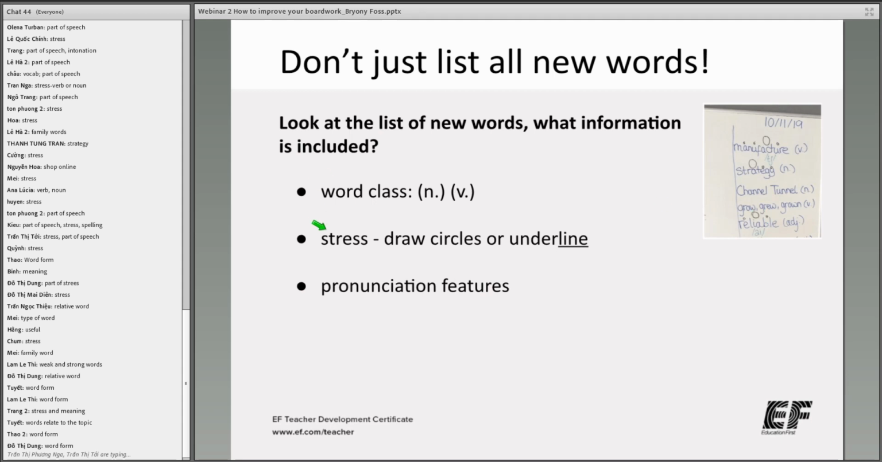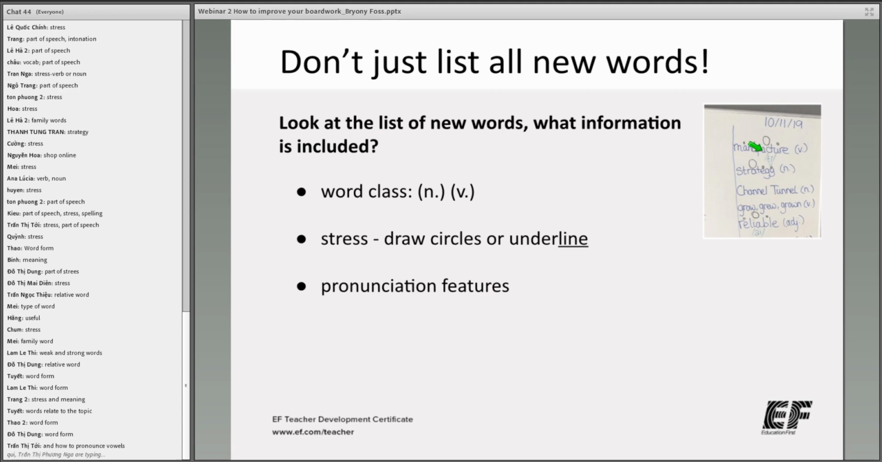Next thing that's important to include is stress. As you know, English has some difficult stress patterns, and it can help your students to know where the stress goes in each word. I like to write small circles above the sounds which are not stressed and a big circle over the stress sound. Other ideas you can do is to underline the part of the word that is stressed.